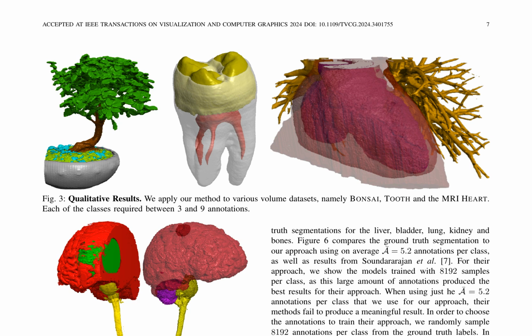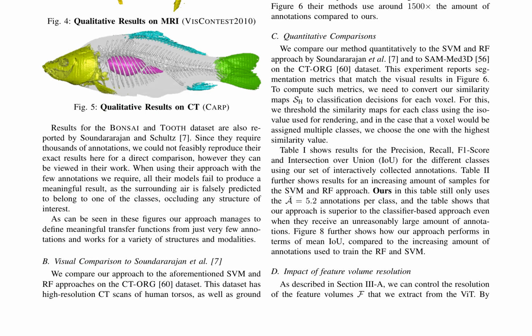A visual comparison with the CTORG dataset shows that the proposed method outperforms the SVM and RF approaches when using an average of 5.2 annotations per class. Quantitative comparisons on the same dataset confirm the superior performance of the proposed method in terms of precision, recall, F1 score, and intersection over union, IOU, for different classes.